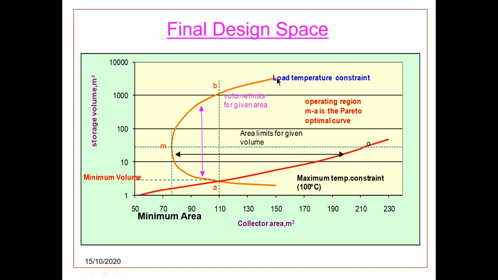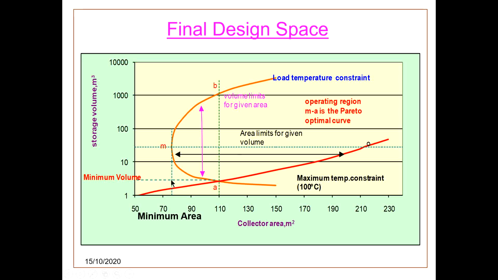Why? Because at a certain constant solar fraction, we get a constant solar fraction curve like this, which indicates A is the minimum storage volume design and M is the minimum collector area design. Minimum collector area design, can we adopt? No. Minimum storage volume design, can we adopt? No, because this is not feasible. This will not give you any solar fraction.